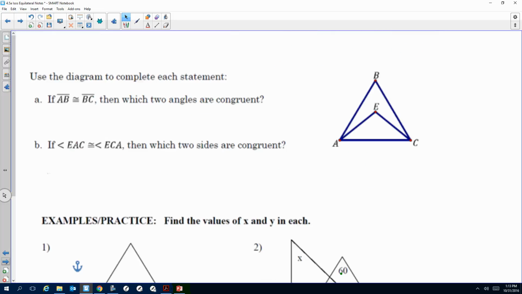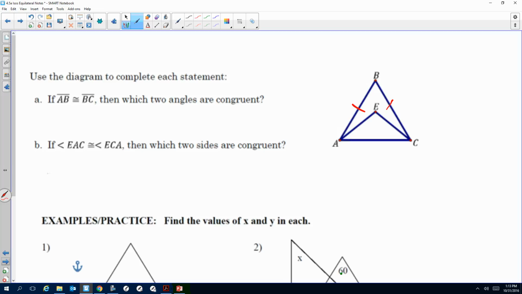Okay, so on here, we're going to use the diagram to complete each statement. It says if segment AB is congruent to BC, then which two angles are congruent? I'm going to go ahead and mark segment AB and BC. I'm going to put the tick marks on my diagram. So opposite those congruent sides are congruent angles. So which two angles are congruent?